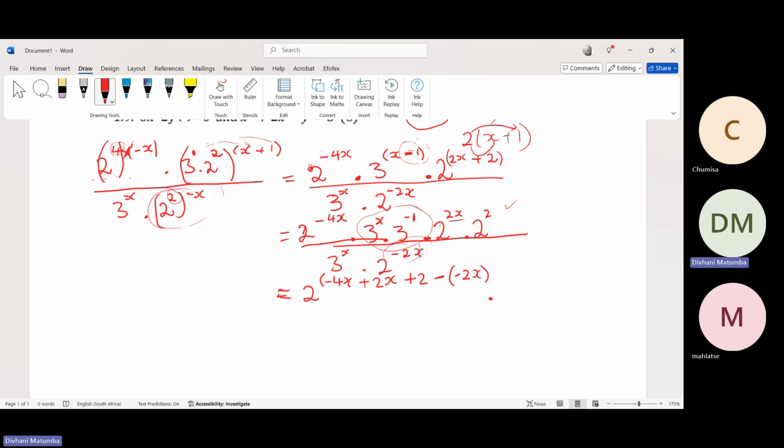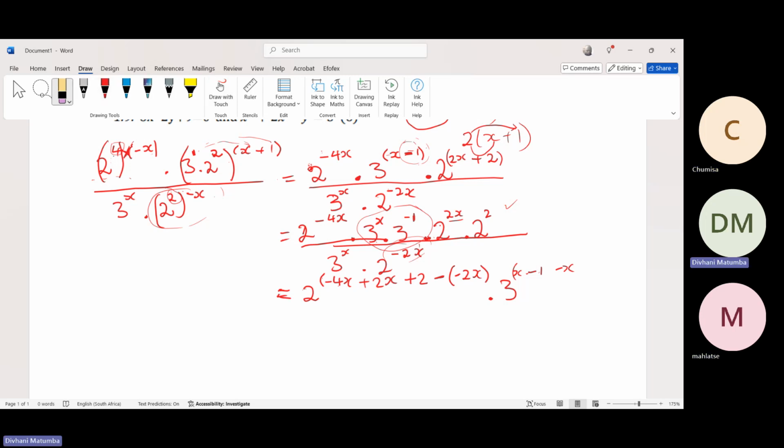Because if it's a multiplication, we add the exponents. But if we are dividing, we minus the exponent. So with 3, we're gonna have x minus 1, minus 1 minus x. You agree? Yes.